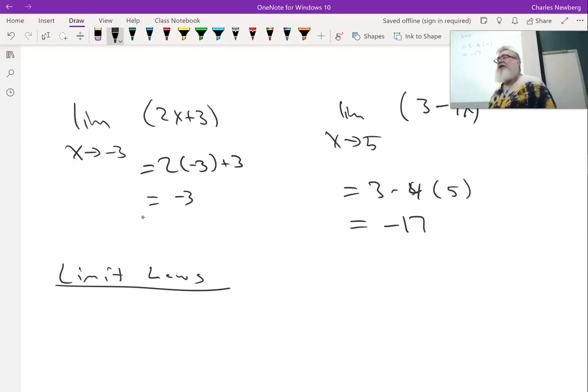We don't have a lot right now. We know we can do direct substitution of a linear function, and we know the limit of a constant is what? A constant. So we want a bunch more laws. All right.